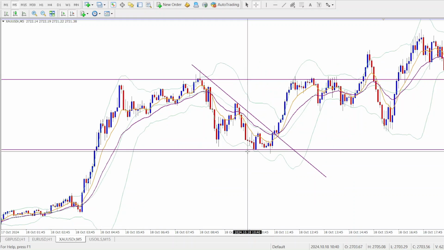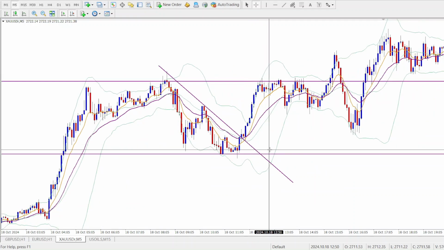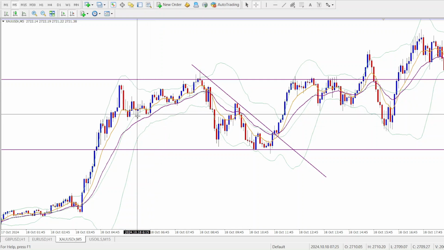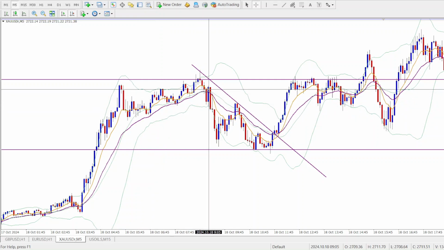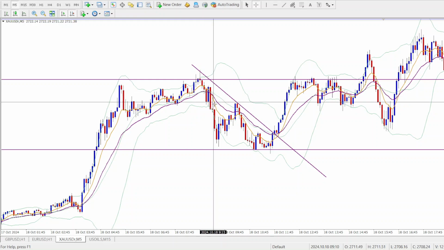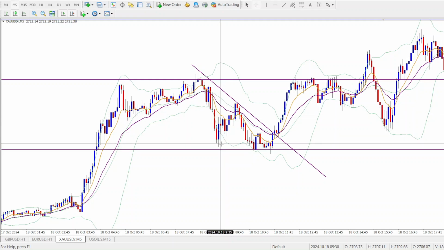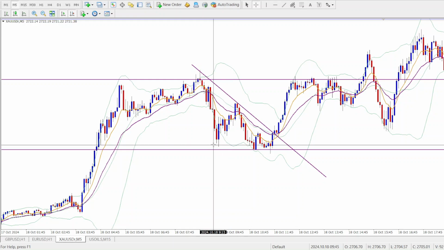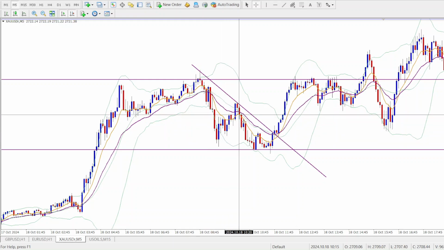Okay, now in terms of breakouts, when the price breaks above or below the bands, for example, we have a breakout below the middle band here, it signifies the beginning of a strong trend. So we can see that the price rallied all the way to this point, around the support zone, before it tested the middle band again.